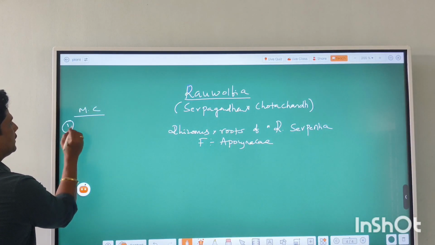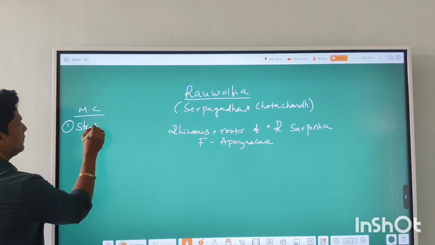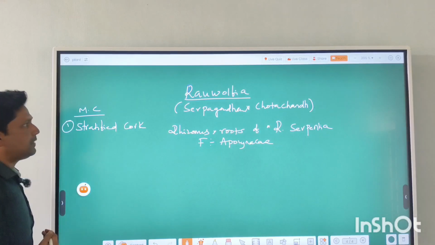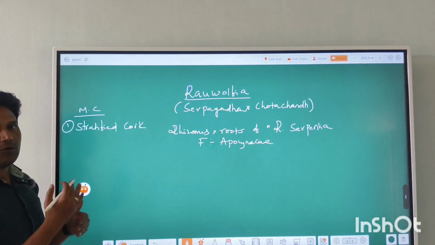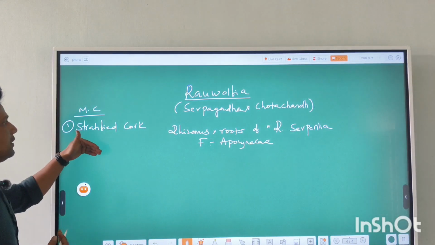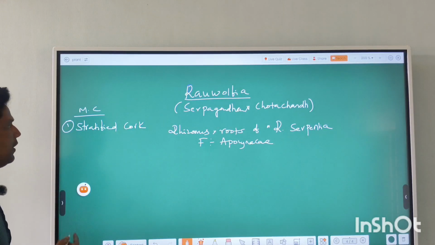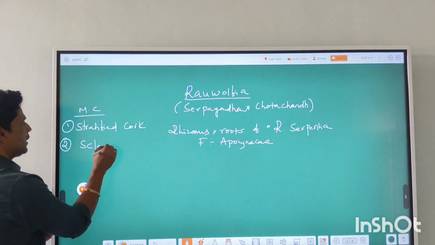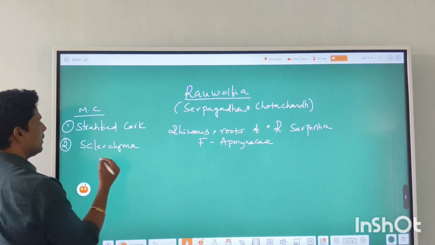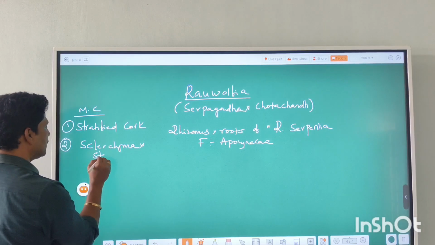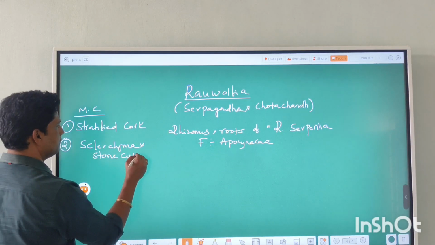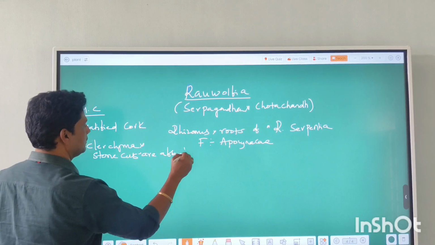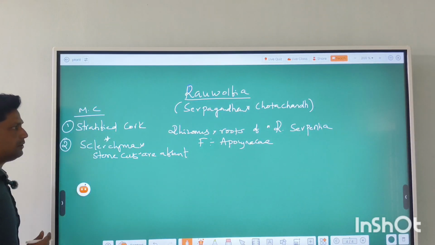Coming to the microscopic characters of Rauwolfia, the first one is stratified cork. It is divided into 2 to 8 zones. Stratified cork is the major feature of Rauwolfia. And the second one is that sclerenchyma and stone cells are absent. This is also another feature.